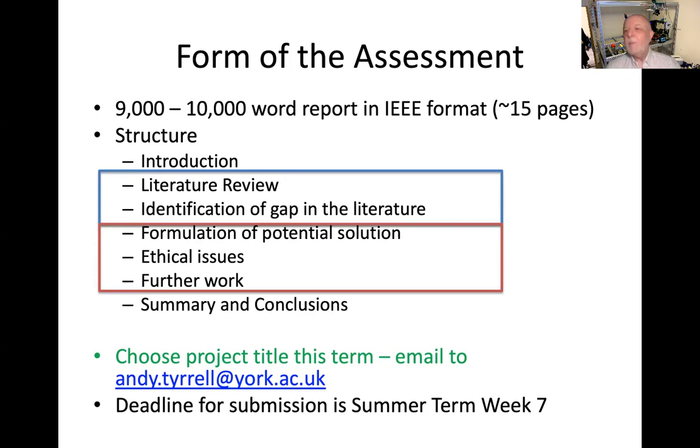What might you do? What experiments might you do? We won't be expecting you to do them. There isn't enough time. But what experiments might you do to solve that problem? Are there any ethical issues to do with your potential solution? And what future work would you do if you had the time? So if you were going to start a 3-year PhD, how would you start that future work? And then you'll finish off with a summary and conclusions, as all good assessments would. Okay, so that's just to give you an idea, and we will talk about that again in a lot more detail in the coming lectures.